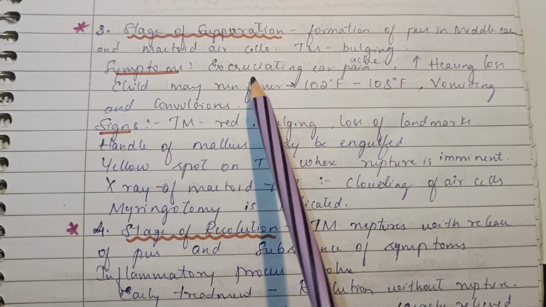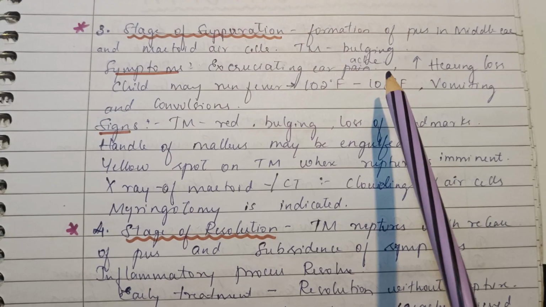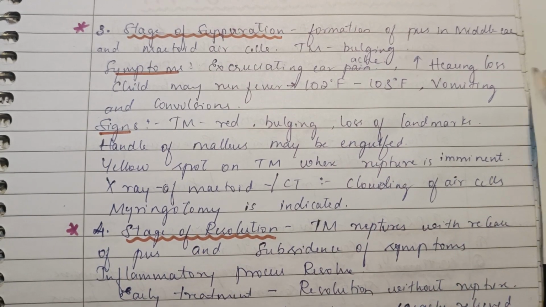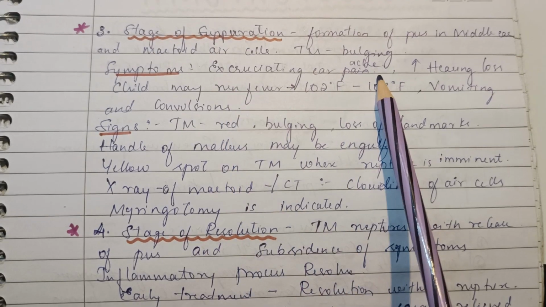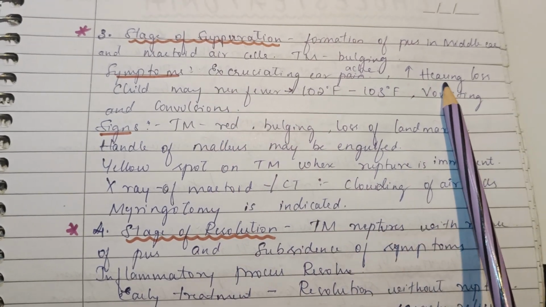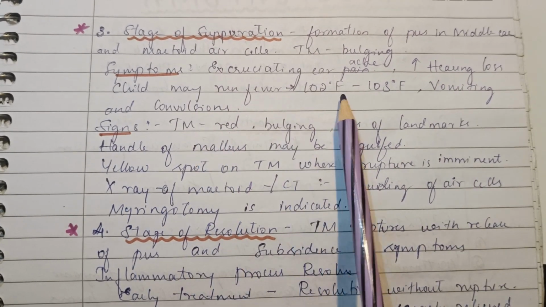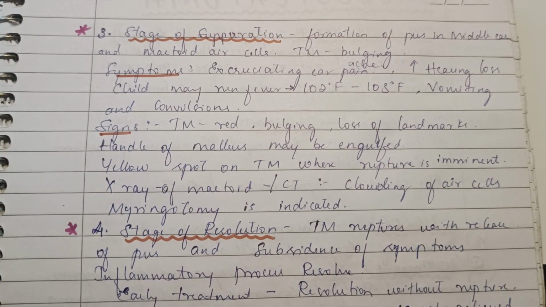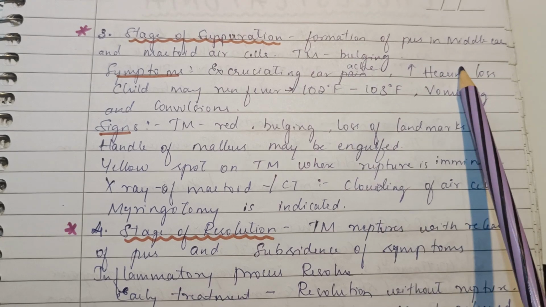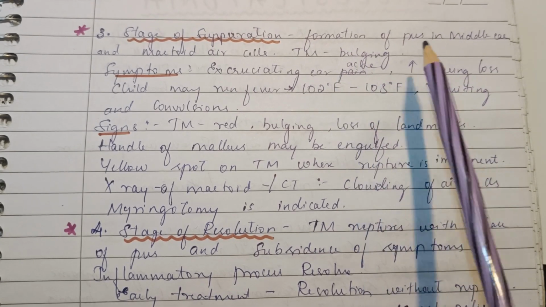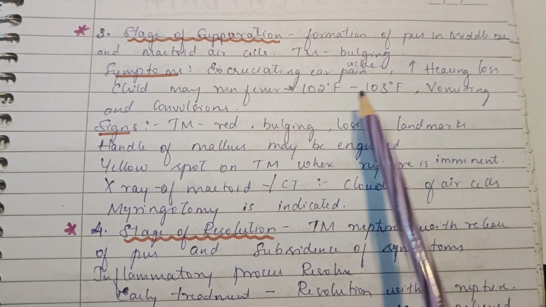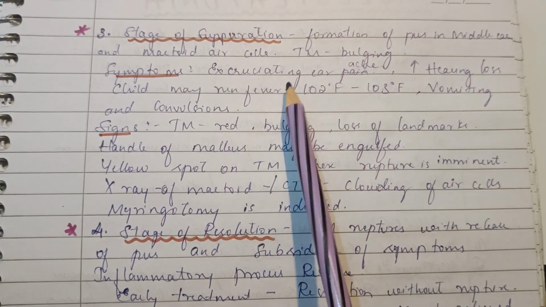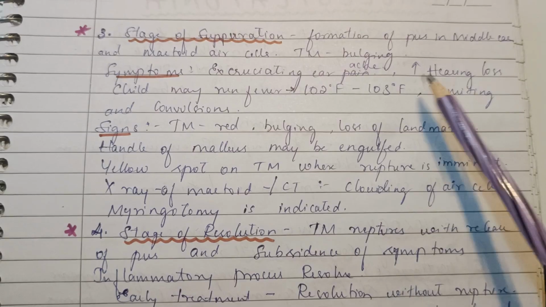So symptoms are excruciating earache. In tubal occlusion it was earache but not marked. Then you had throbbing earache, and in the stage of suppuration, what do you have? Excruciating ear pain. Then hearing loss is increased, and the child may run a fever of 102 to 103, high grade fever. Then you have vomiting and convulsions. So these are the symptoms. Earache and hearing loss were there in the first stage also. Then you added fever, high grade fever. Here you are adding earache, hearing loss, fever, vomiting, and convulsions. So you'll add these extra 2 points.